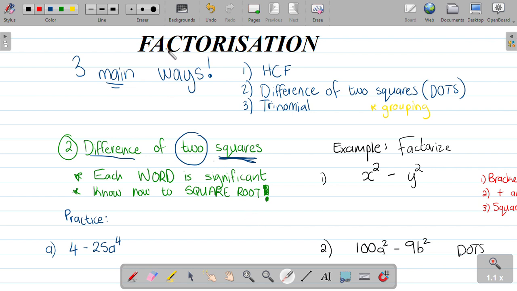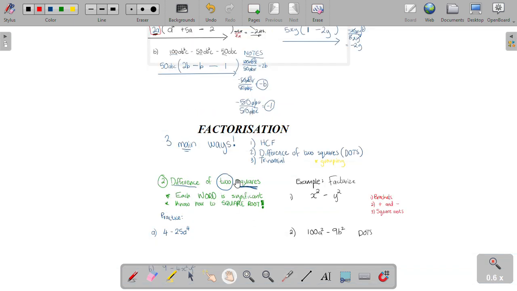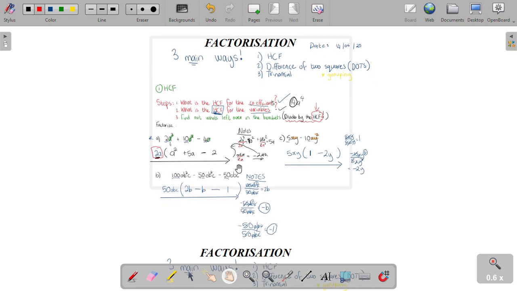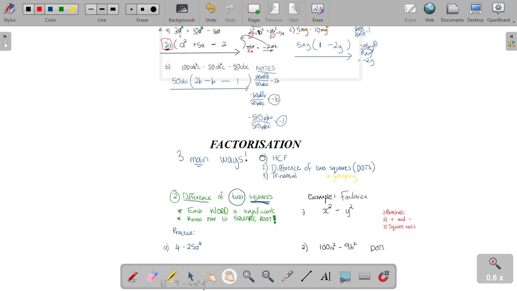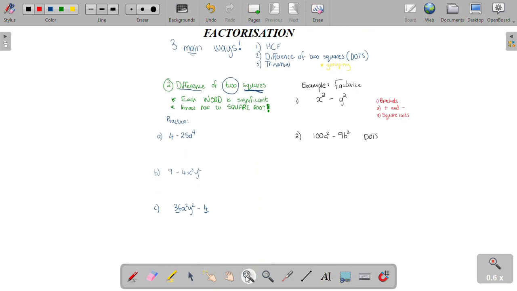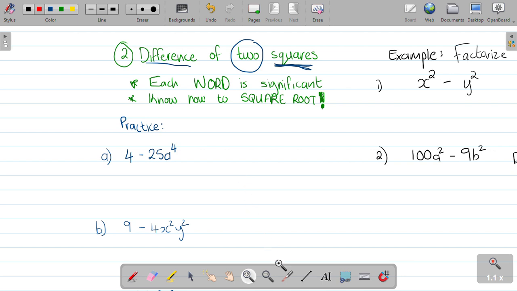What we're going to be doing today is factorization. However, today we are going to be looking at the method of the difference of two squares. Please look out still for today, where I'm going to be still uploading the trinomial and the grouping method of factorizing. So just look out for that. If I zoom out, you'll see the previous video that I did was also factorization, however, I looked at the HCF method. So today we are going to get right into the difference of two squares method.